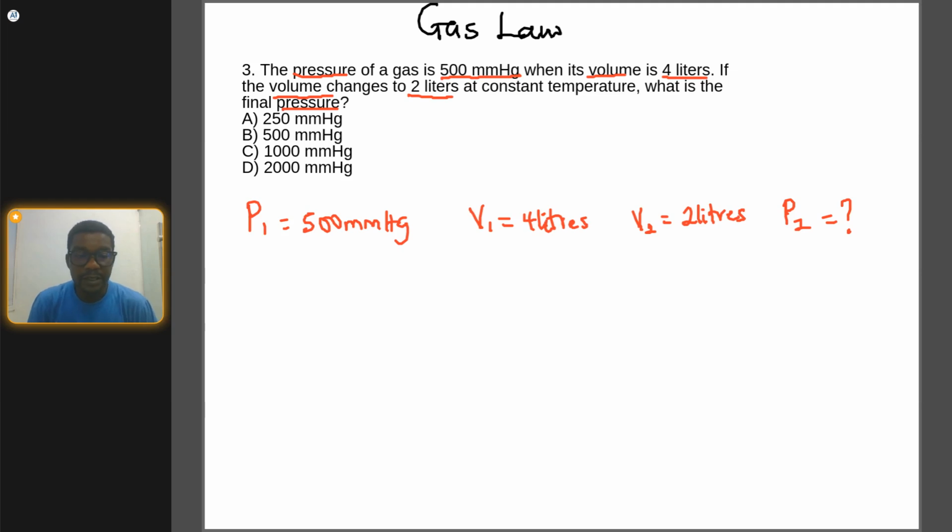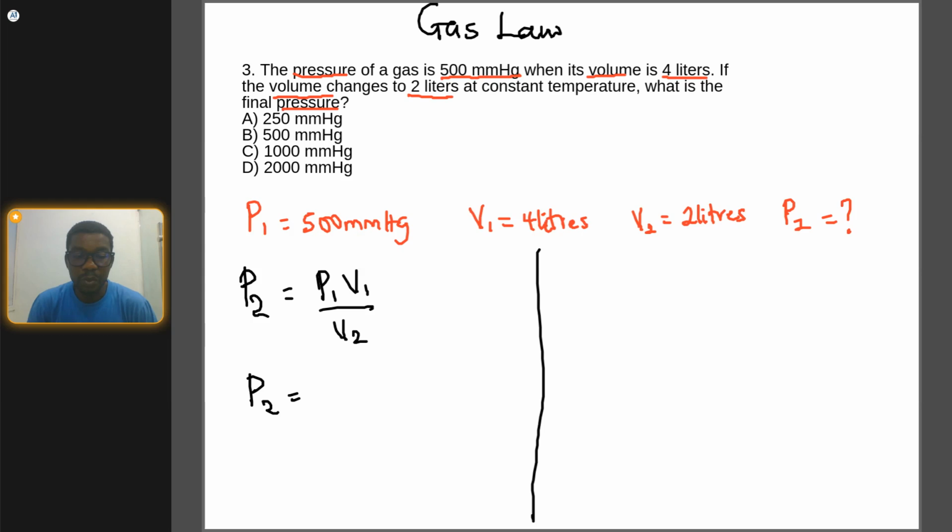To solve this, it is convenient to make P2 the subject of the formula, which we've done in the previous solving. So P2 was given as P1 V1 divided by V2. P2 now should equal P1, which is 500, multiplied by V1, which is 4, divided by V2, which is 2. Now you will see that the volume was given in liters, both in liters, so there's no need of conversion.